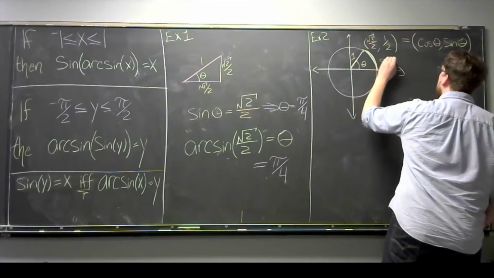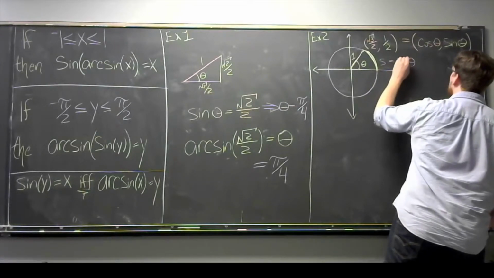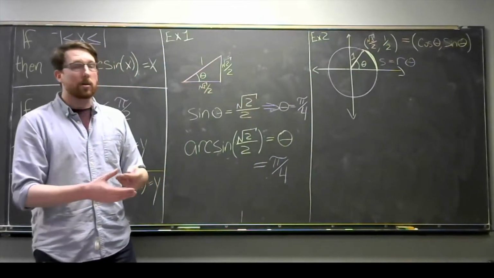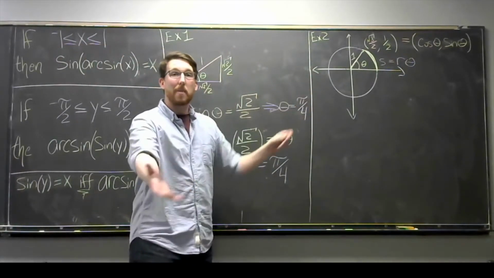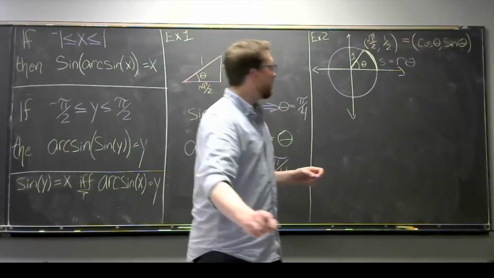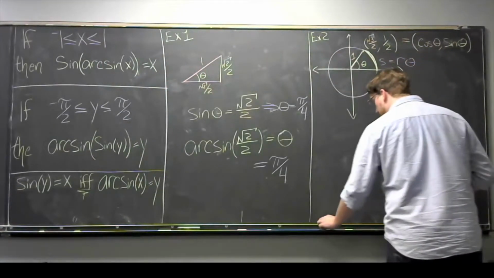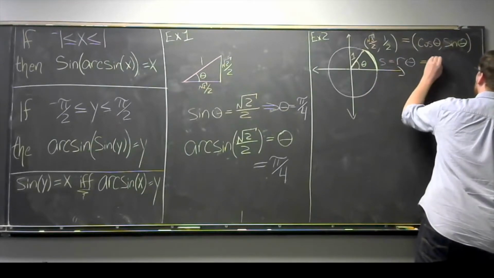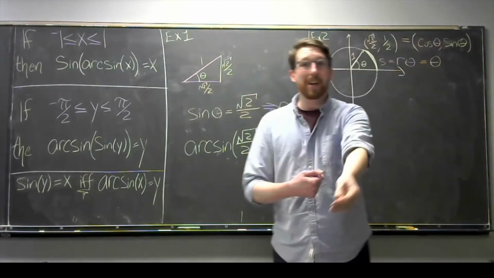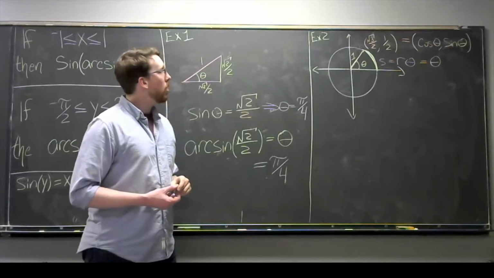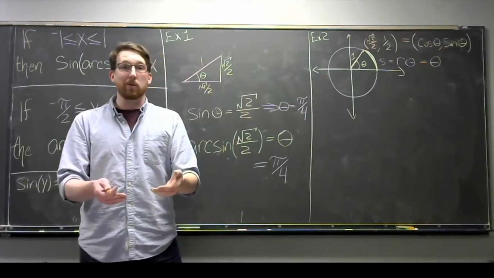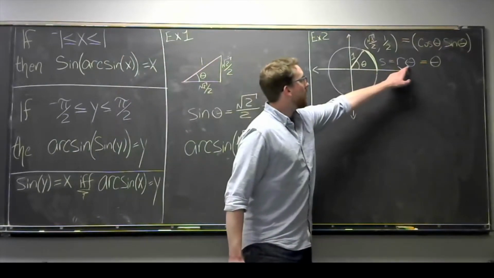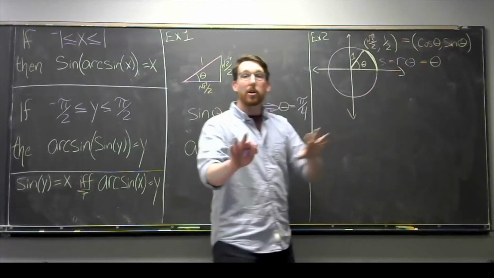Arc length, S, is equal to r times theta, right? But our trig functions are defined on the unit circle. So r, we automatically know it's just going to be 1. So on the unit circle, the arc length is just equal to the angle. So every time we find the angle, we're finding the arc length on our unit circle.